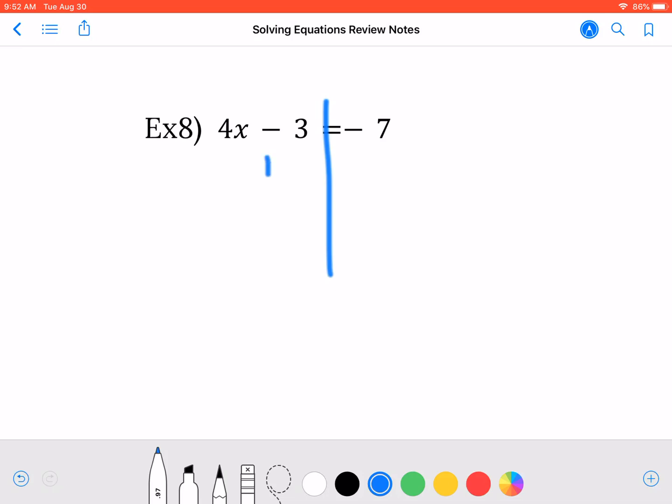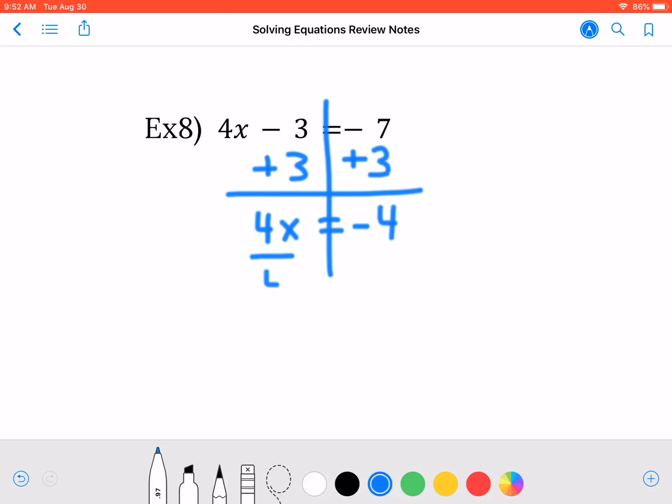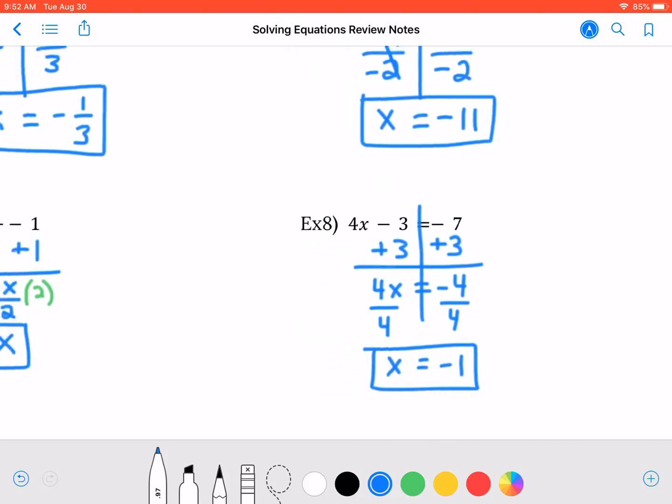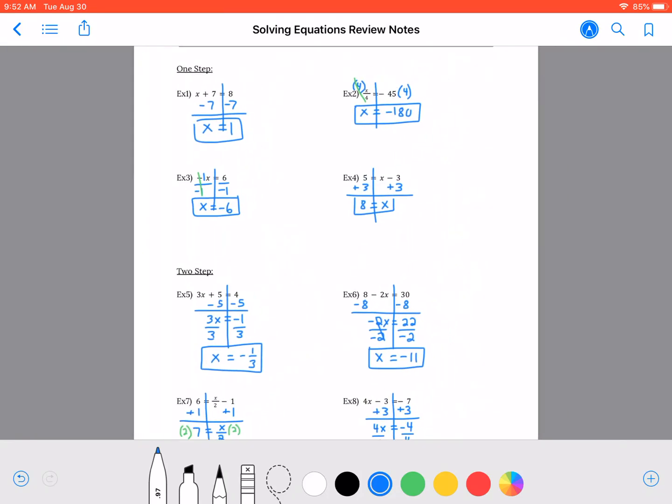Okay, example 8. First thing we're going to do is get rid of the minus 3 by adding it to both sides. Now we're going to divide both sides by 4. There you have it. Okay, on to the next slide.